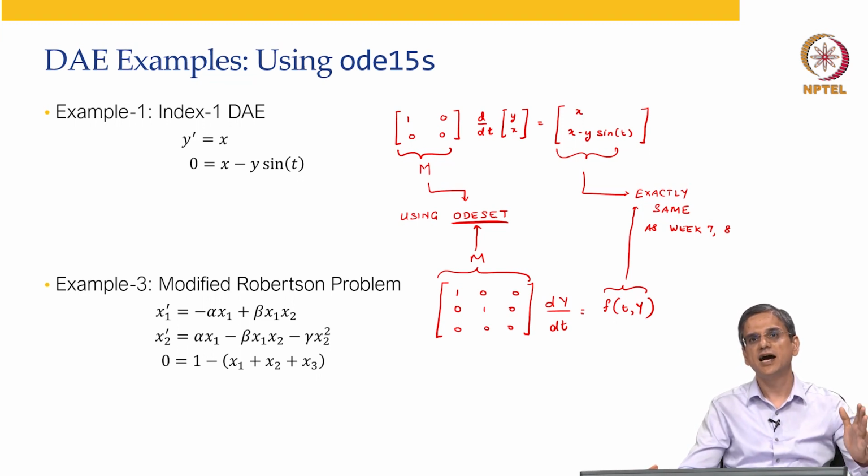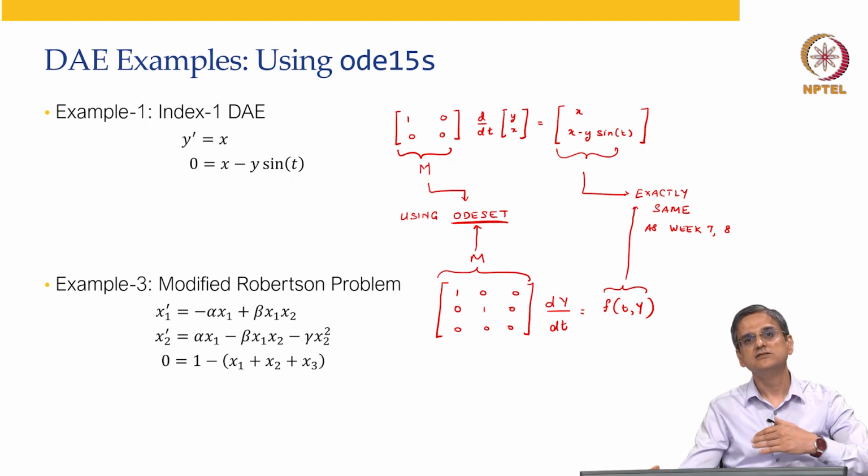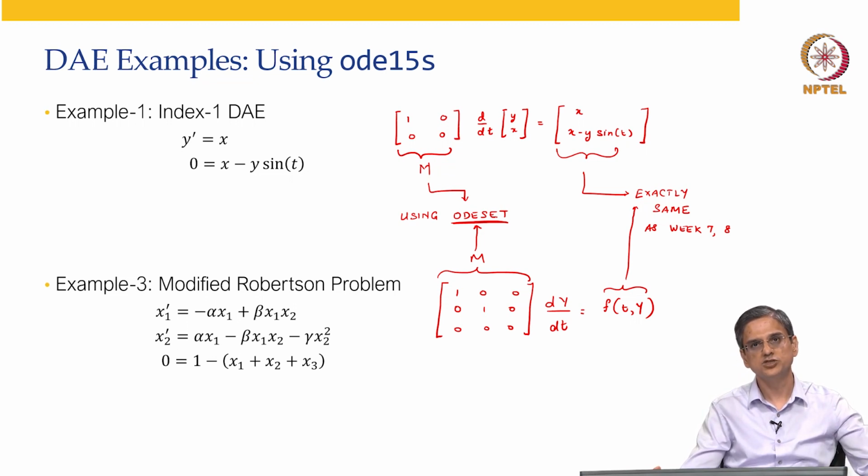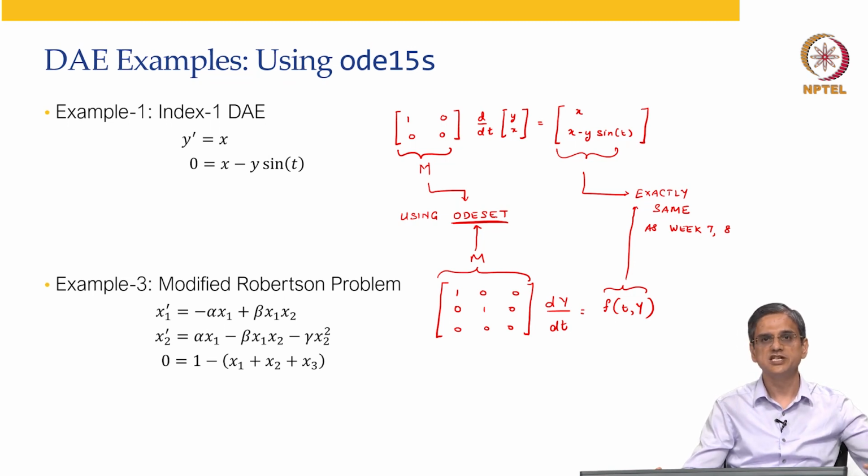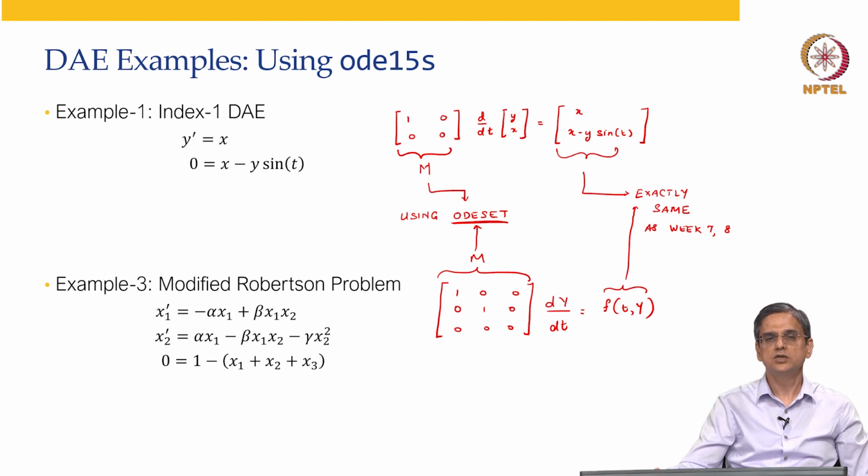The left hand side has a mass matrix. The mass matrix is assigned using the command odeset. With odeset, once you assign the mass matrix, the rest of the solution of differential algebraic equations using ODE15s remains exactly the same. Once you solve the DAE, you are going to get the solution that you can then interpret exactly the way we interpreted our ODEs in week 8.